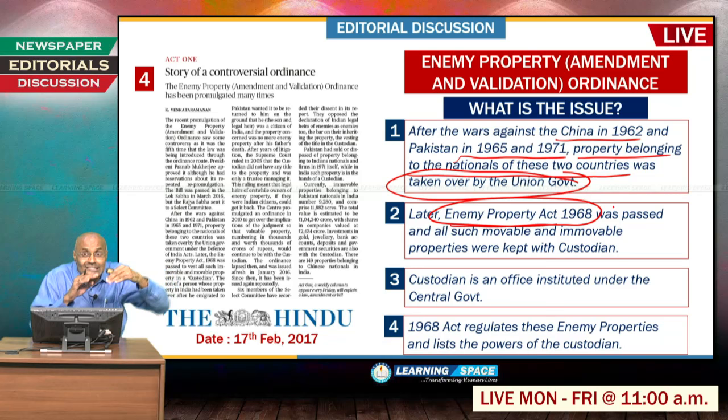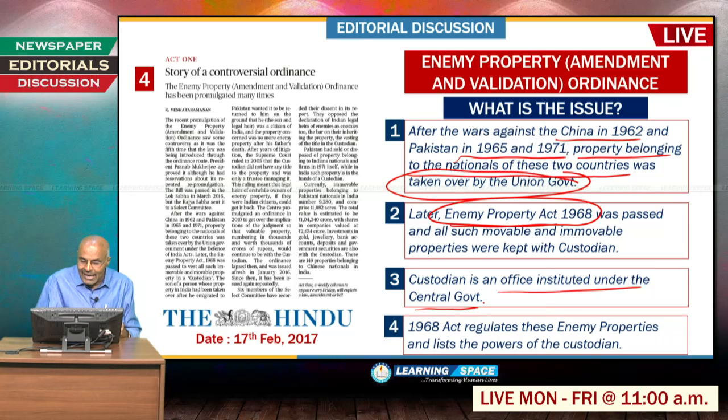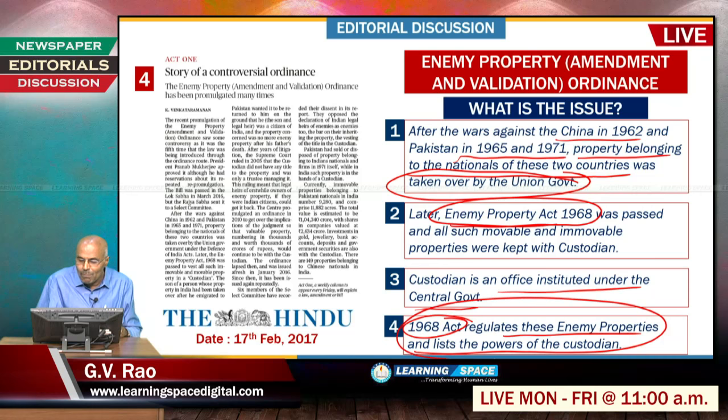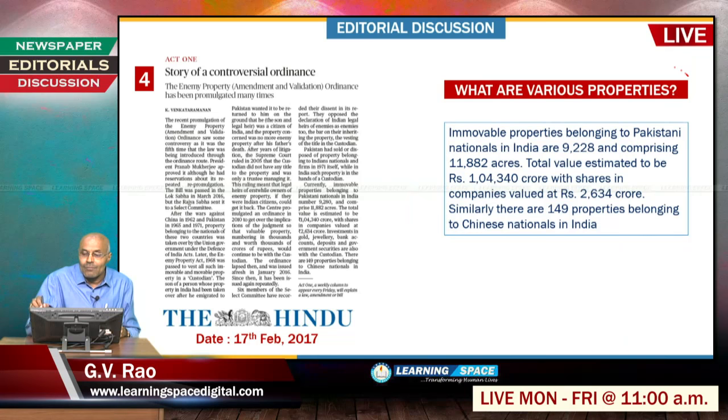Custodian means it is the department, or you can say it is the entity created by central government. So it is kept indirectly with central government. So custodian is an office instituted under the central government. So this 1968 act regulates these enemy properties and lists the powers of the custodian, right? All is well. Then subsequently, what are various properties?